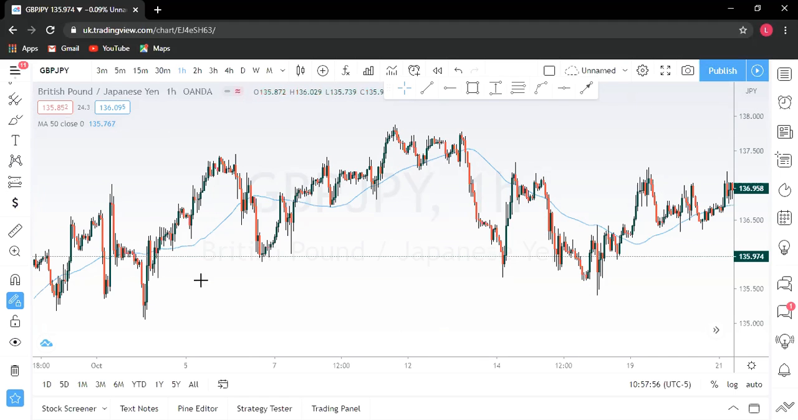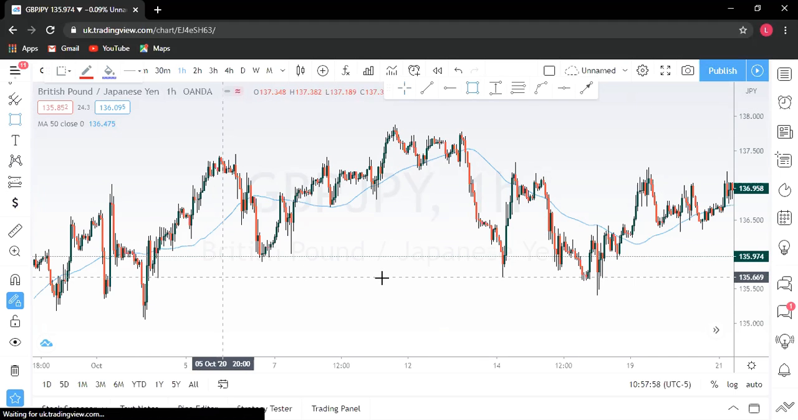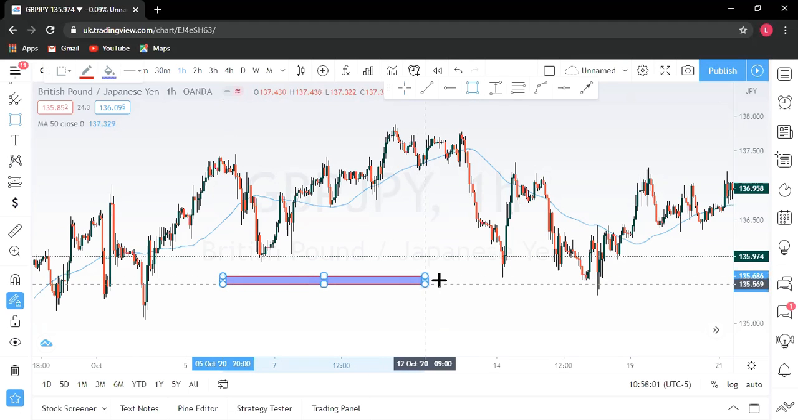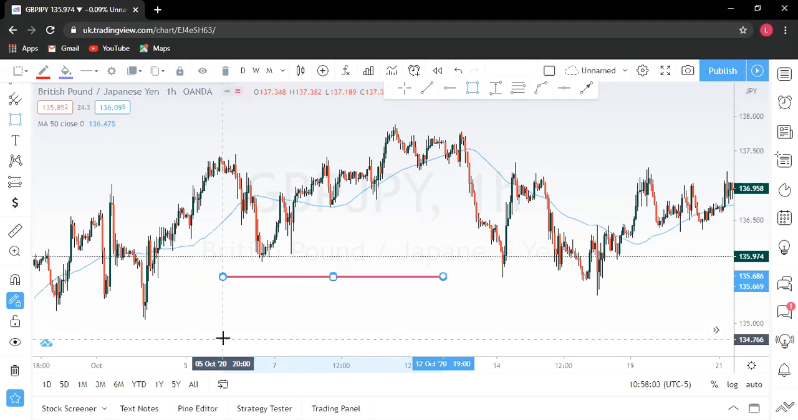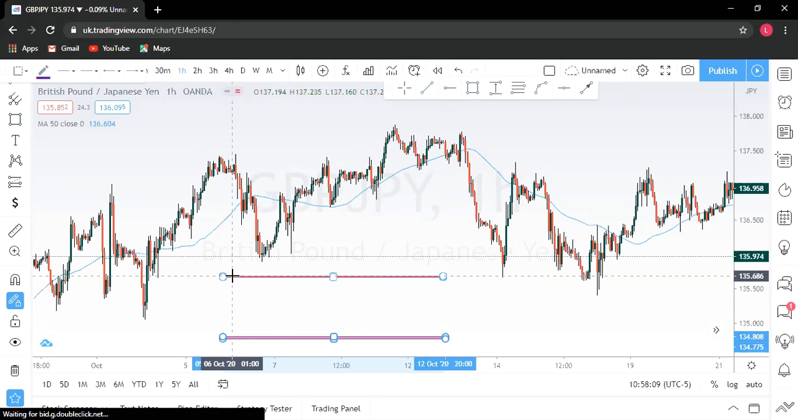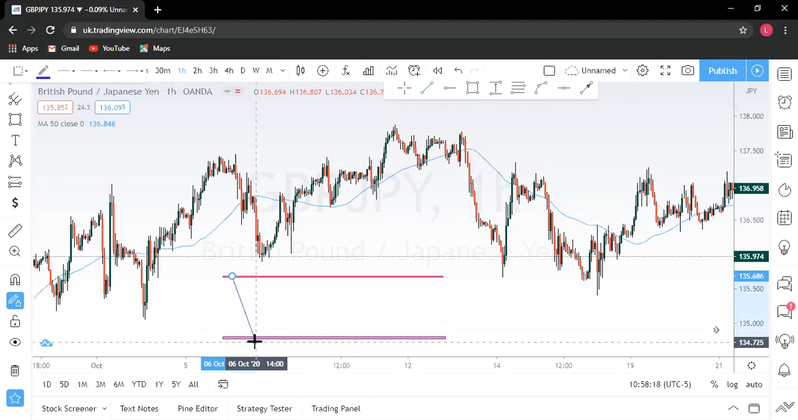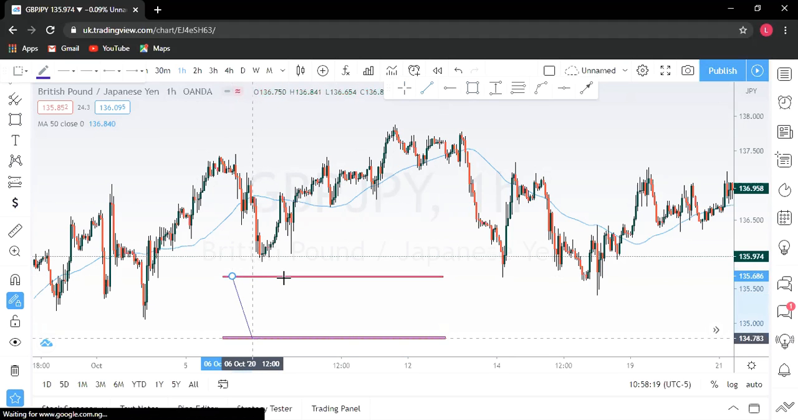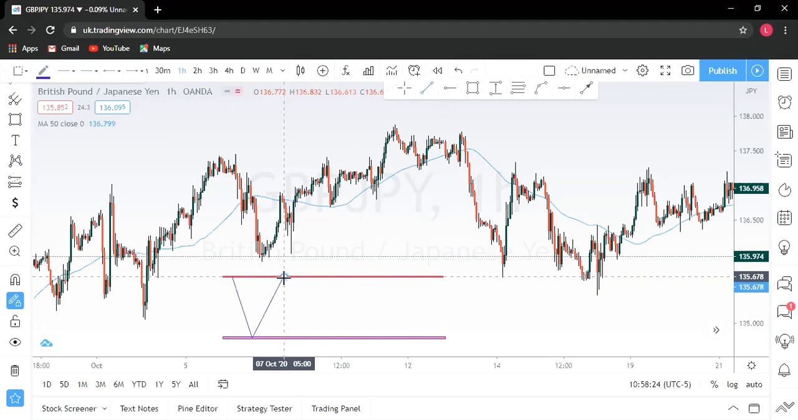Now, this is a resistance and this is a support. As we all know, whenever the market touches a resistance, what is it going to do? It's going to bounce down, like it's going to sell. And what happens whenever the market reaches support? It is going to buy. Whenever the market reaches your resistance again, it is going to sell.